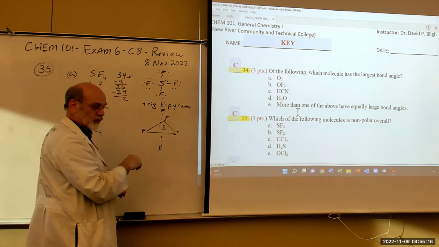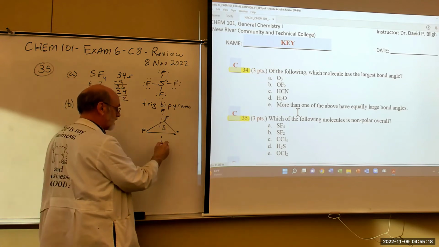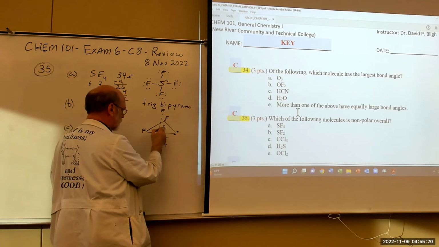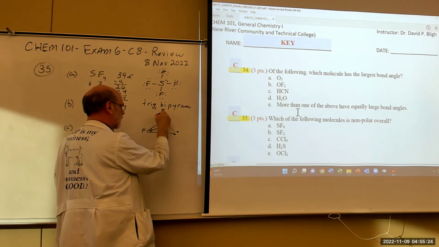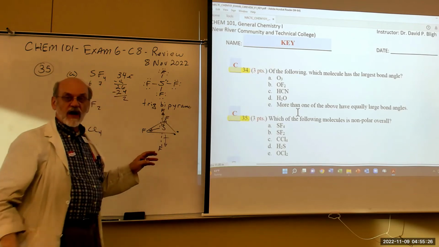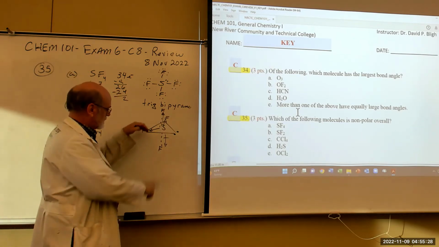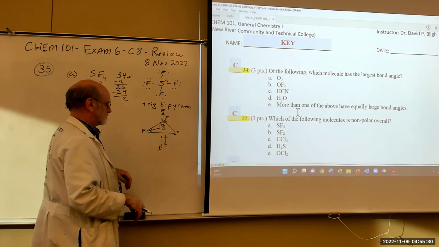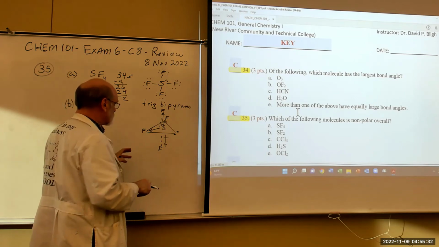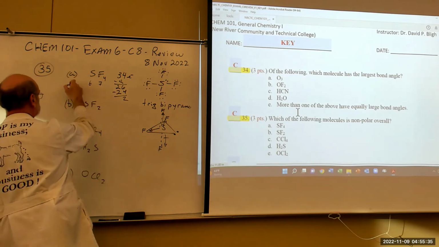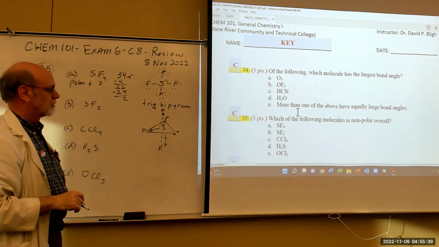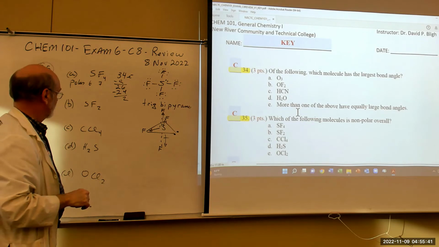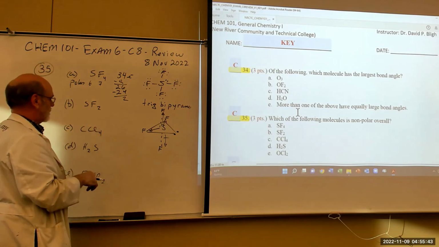Okay. And fluorine is more electronegative than anything. So it goes this way, it goes this way, and it goes this way. They're not all balanced. They pull away from it, which makes this a polar molecule. Right. So it can't be A.